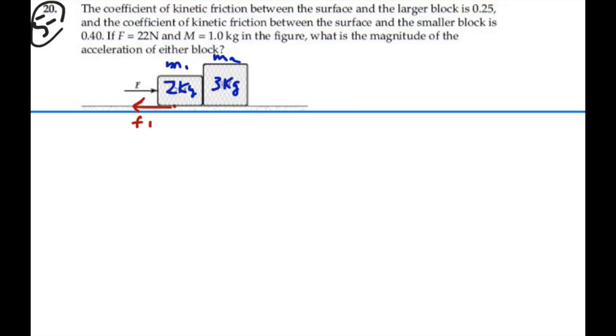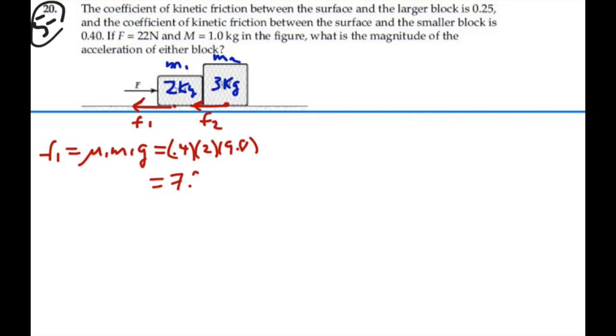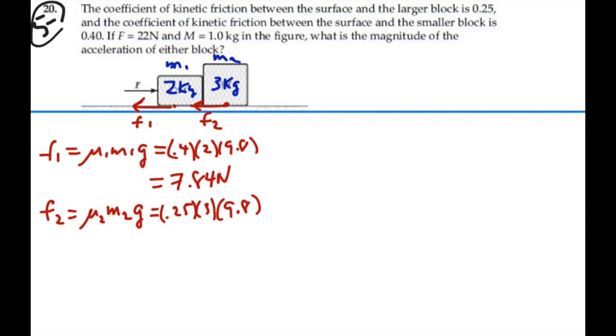One we're going to call little f1, and the other one we'll call little f2, working against the motion. Little f1 is equal to mu1 mass 1 g, mu1 times the normal force, and that's going to be equal to 0.4 times 2 kilograms times 9.8, and that's equal to 7.84 newtons. And then for the frictional force 2, that's going to be equal to mu2 mass 2 g. That will be 0.25 times 3 kilograms times 9.8. And that is equal to 7.35 newtons.